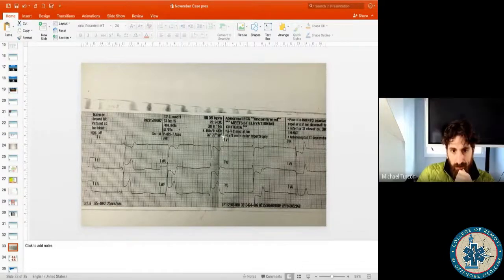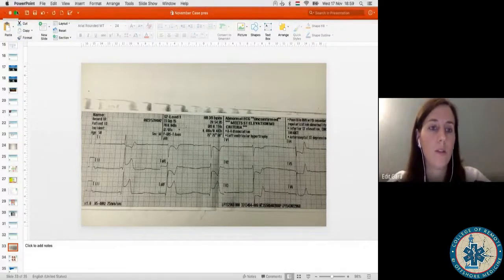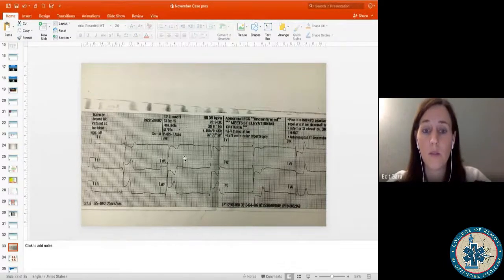And there is a bit of depression in V2, V3, V4 as well. Might be some posterior involvement as well. But yes, I agree. It's a large inferoposterior ST elevation infarction. And according to the coronary anatomy, it's the right coronary artery involvement, and there is severe bradycardia on this ECG as well, and AV block as well.